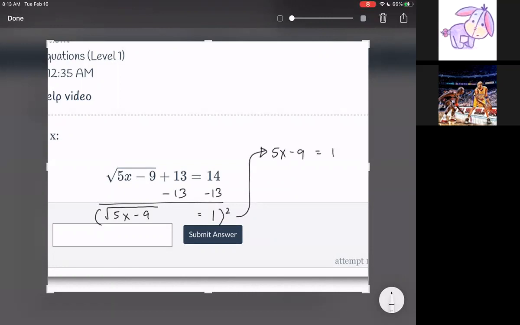And then we just solve for x from here like a normal linear equation. So you add 9 on both sides. You get 5x equals 10. Divide by 5 on both sides, of course. And you get x is equal to 2. Any questions on this one?